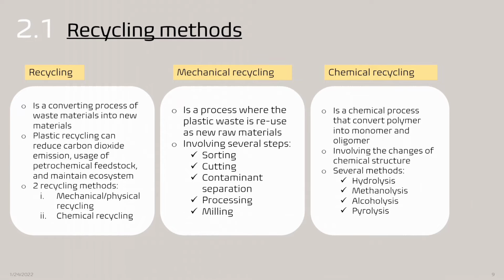Mechanical recycling is a process where the plastic waste is reused as new raw material. It involves several steps, such as sorting, cutting, contaminant separation, processing, and milling. Chemical recycling is a chemical process that converts polymer into monomer and oligomer. It involves changes of chemical structure. Examples of chemical recycling are hydrolysis, methanolysis, alcoholysis, and pyrolysis.